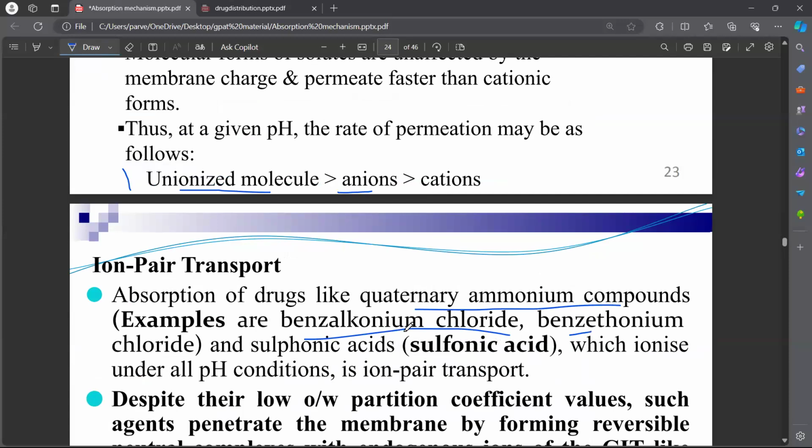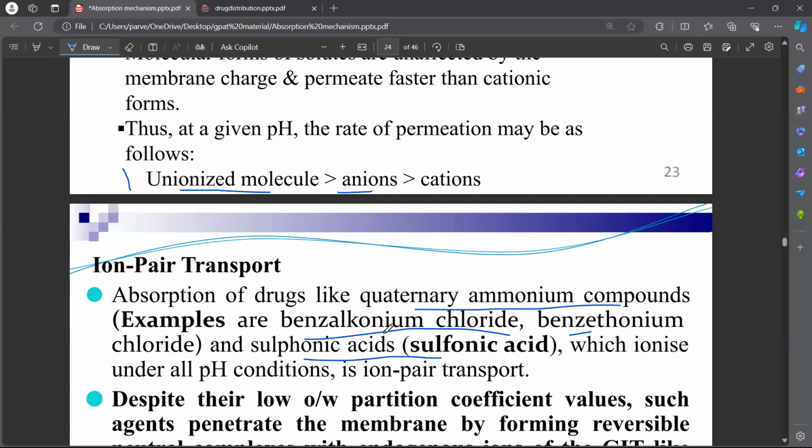So, what is the use of benzalkonium chloride as an excipient? Do we use it pharmaceutically as an excipient? What is its role? Yeah, great. Preservative. Yes, preservative. Great, guys.